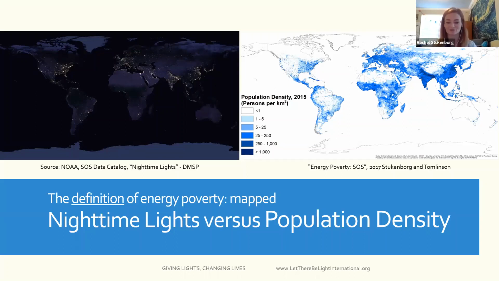And in a perfect world, you would expect Earth's nighttime lights to line up perfectly with population density, but this is not at all the case. Sub-Saharan Africa, while having a very dense population in the map on the right, is almost completely dark on the nighttime lights map. And this really speaks to the gravity of lack of access to electricity for lighting in Sub-Saharan Africa.